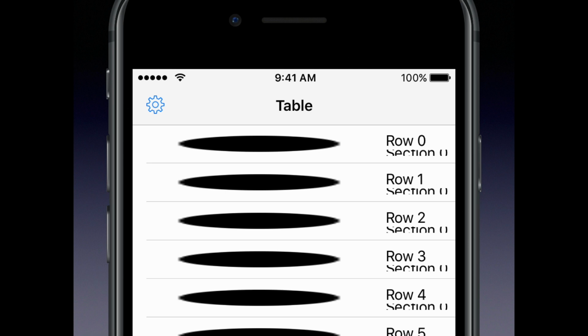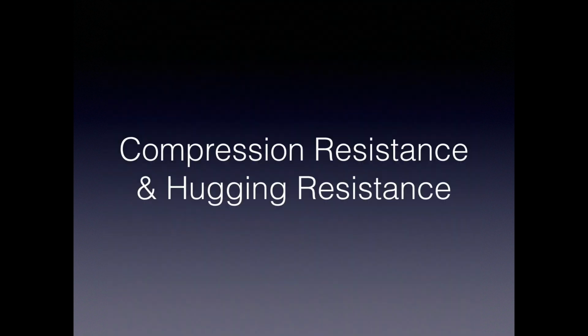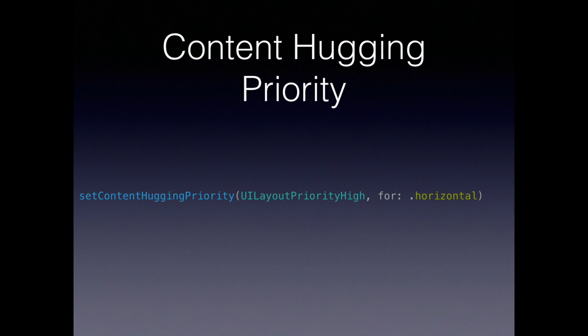So then this is what we end up with if we run that code. Not exactly what we were looking for. It's close. The icon's on the left. But now we need to talk about another aspect, the compression resistance and hugging resistance, or hugging priority. So content hugging is what we're going to use in this case. And this exists in Interface Builder as well.